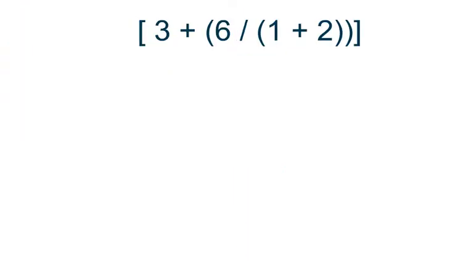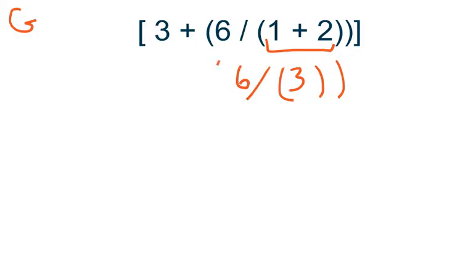I picked this problem to practice because a lot of times you have multiple sets of parentheses. What I see is that I have brackets, and then I have a set of parentheses here, and a set of parentheses right here. What I'm going to want to do is start with the most inner set of parentheses and then work my way out. So in this case, let's start with 1 plus 2, because I need my G, my grouping symbols. 1 plus 2 is 3. Leave that in parentheses and then bring down the rest of the math.